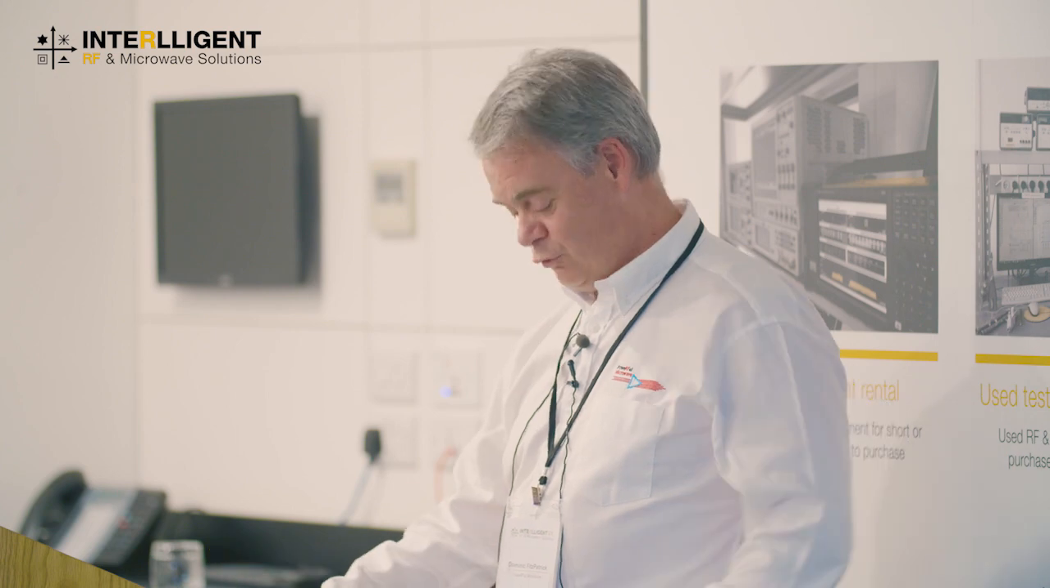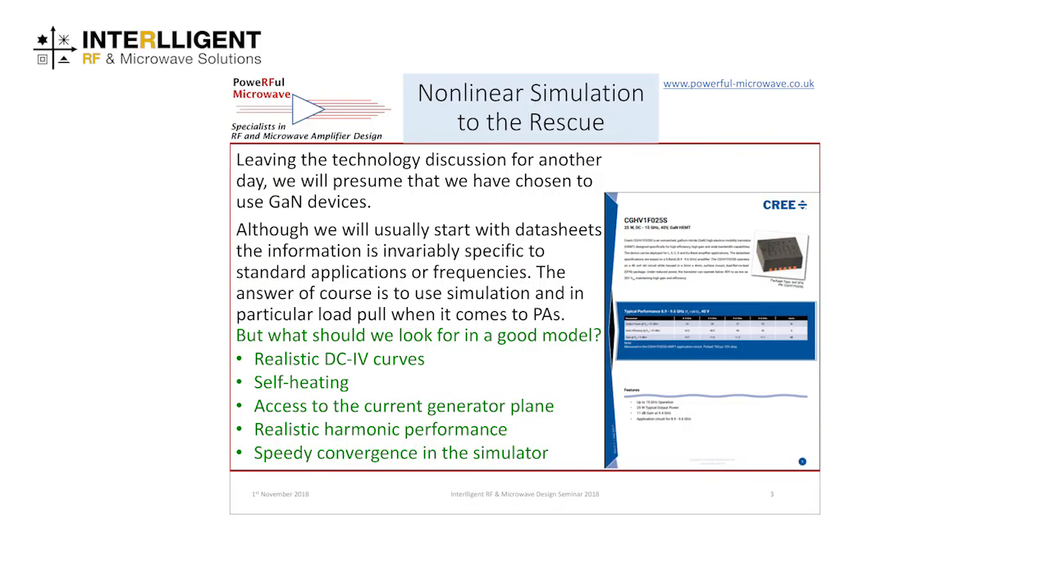So what is a good model? Well, realistic DC I-V curves, I would say, is a start. So does it simulate VDS breakdown? Can you include thermal resistance? And you need to be able to change it between pulsed and CW. Does the device take into account self-heating? Have you got access to the current generator plane? And if you have, the device also needs to be accurate at the harmonics for it to be of any use for you. And finally, how quickly does the model converge within the simulator? Because, again, to work sensibly for you, you need a model that's working relatively fast.